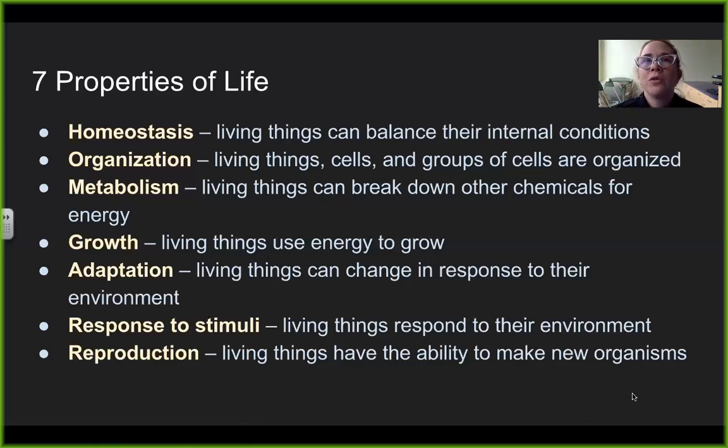So if you have one of those sponges that you clean your dishes with that's green and yellow, and it has like the scrubby side and the soft side, right? That's not a living sponge. But in the ocean, there's tons and tons of living sponges. And they literally just attach to a rock and sit there. And then as the water moves through the sponge, they're able to do all of these properties of life.